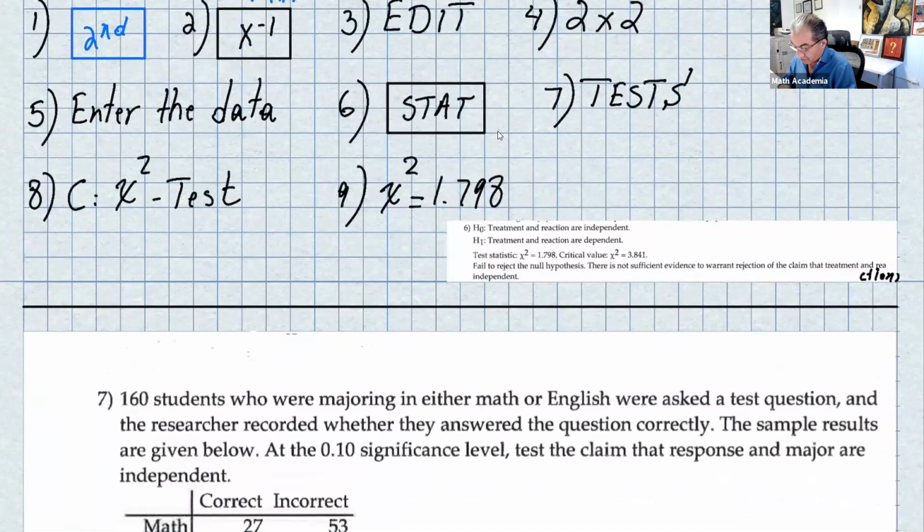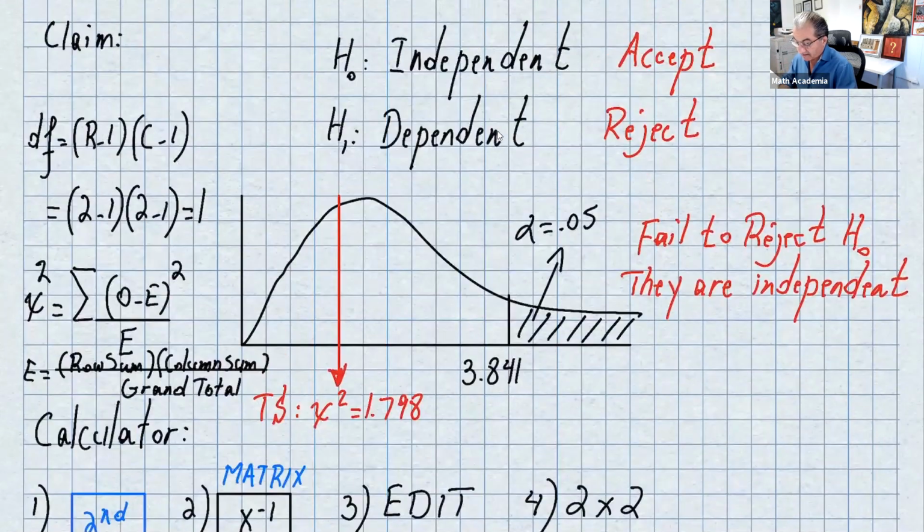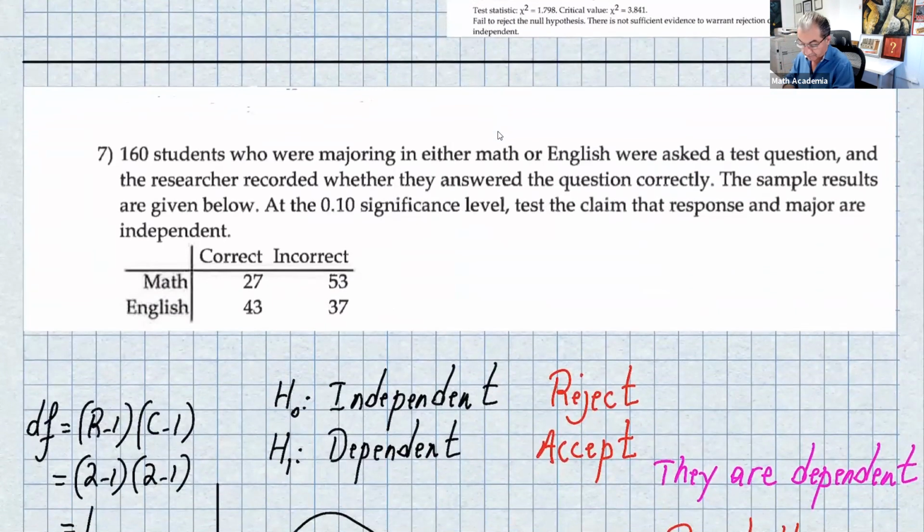let's read the solution. So we have the failed to reject the null hypothesis. We did that. There is not sufficient evidence to warrant the rejection of the claim that the treatment and reaction are independent. So we don't have enough evidence to reject it, but what we said, we accept it. So basically, it's the same conclusion.